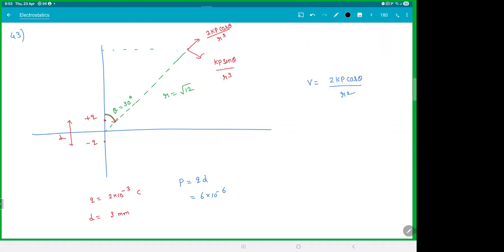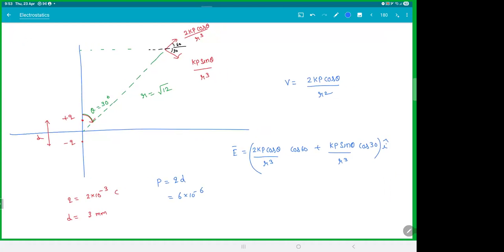Yeah, and then if you want I cap j cap, you can do that also. If that is 60, this is 60. So this is 30 and this is 60. So the field at that point will be 2 kp cos theta by r cube cos 60 plus kp sin theta by r cube cos 30 I cap.